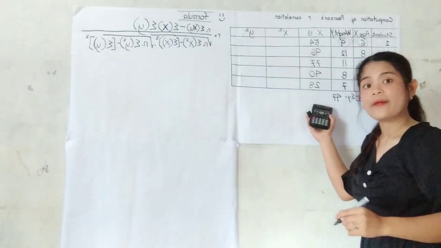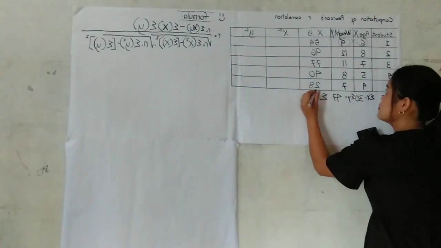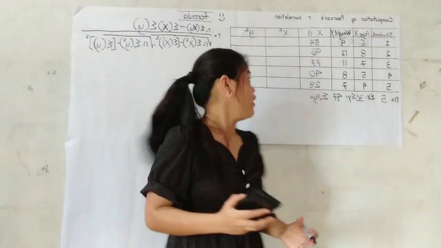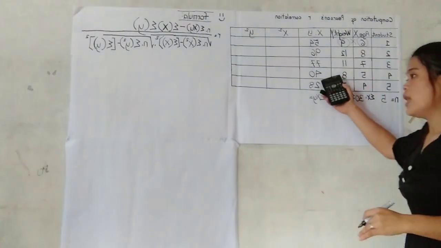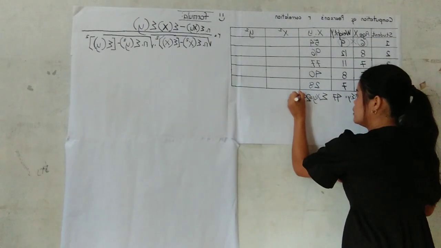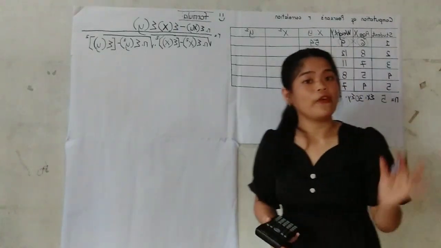This is the sum of x, y. Then you have to write the sum of x, y equals. You have to add this one, and it will result in 295. You write it here. That will be our sum of x, y.